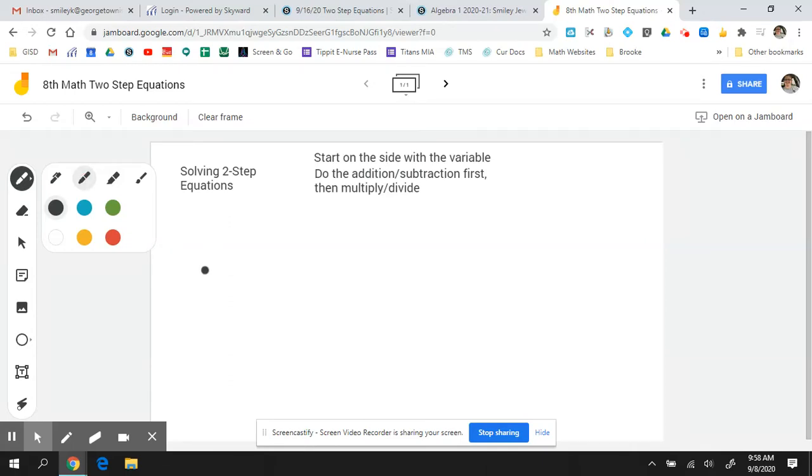Hi everyone. Today we are going to solve two-step equations. So the first thing is we're going to start with the side with the variable. It's the same like a one-step. So start on that side that has the variable, that letter.